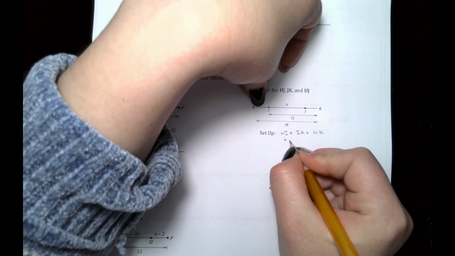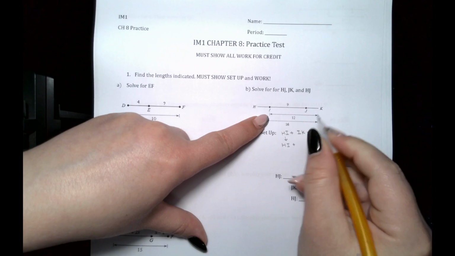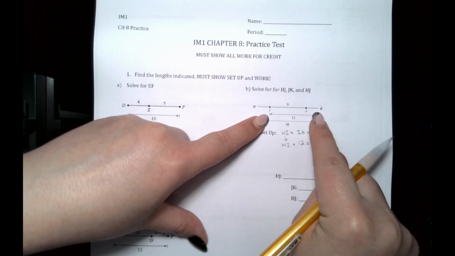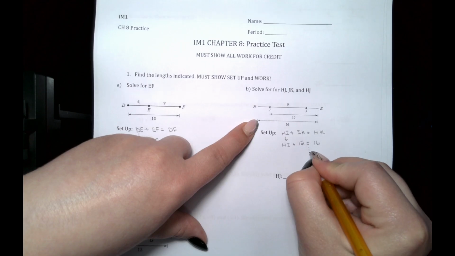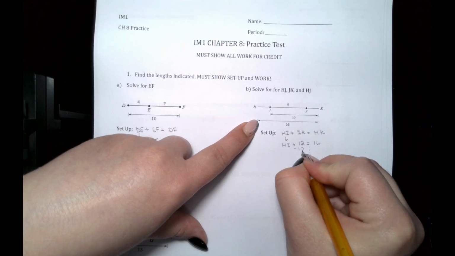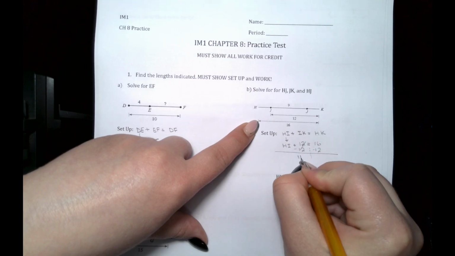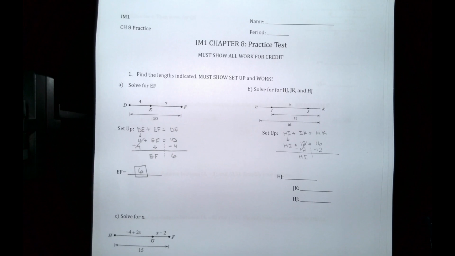HI is unknown, so we keep it as HI. IK is known at 12. HK is known at 16. Dotted line. Subtract 12, subtract 12. HI is 16 minus 12, which is 4.